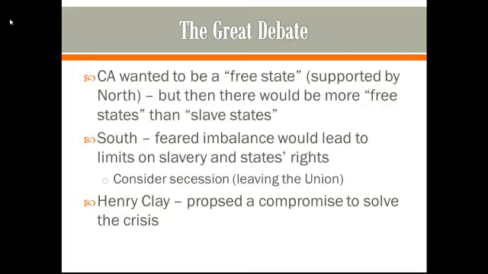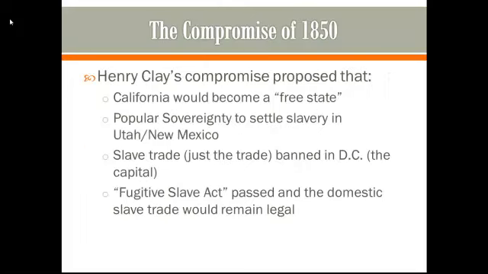So at this point, the South again considers secession. They again consider leaving the Union, going out on their own, and remember, they believe that they have every right to do this. But to try to prevent secession, to try to prevent potential civil war, the great compromiser Henry Clay stepped in again and proposed a compromise to try to solve this crisis. Henry Clay's proposed compromise had a couple of parts. It said that California would become a free state. It also said that popular sovereignty would be used to settle slavery in the new territories of Utah and New Mexico, basically taking those states out of the debate.